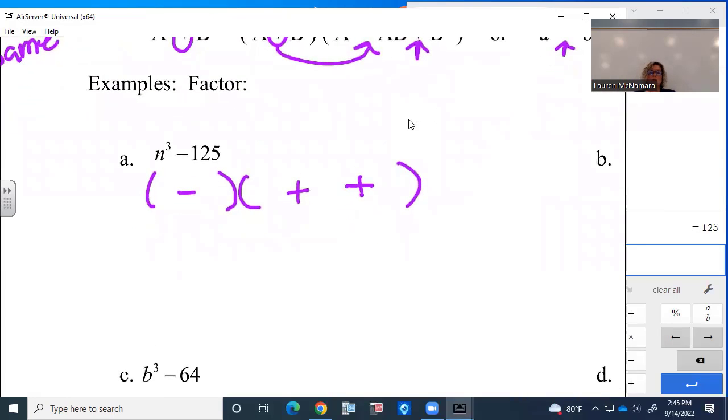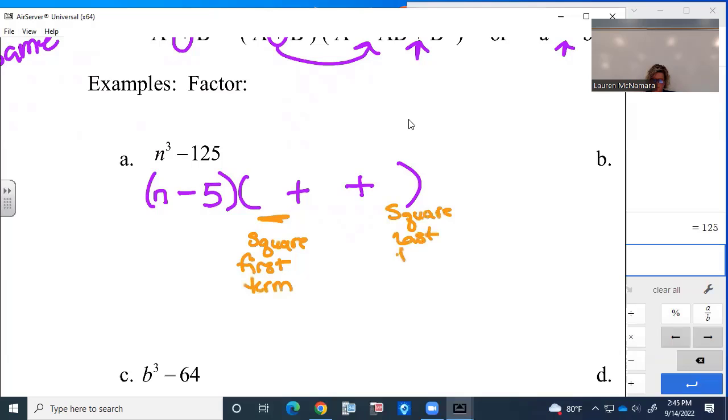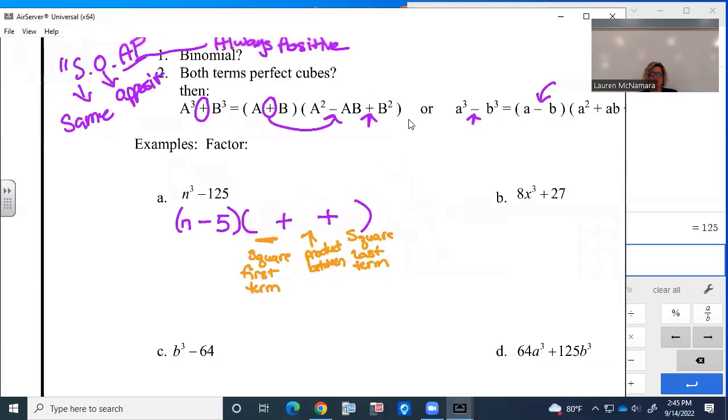Now you're going to cube root the first term n and cube root my last term, which is 5. All right, so now you're going to use your binomial. Once you have that binomial, then you use it. So here I'm going to write underneath: square first term, square last term, product between. Okay, so that's what you'll hear me say.